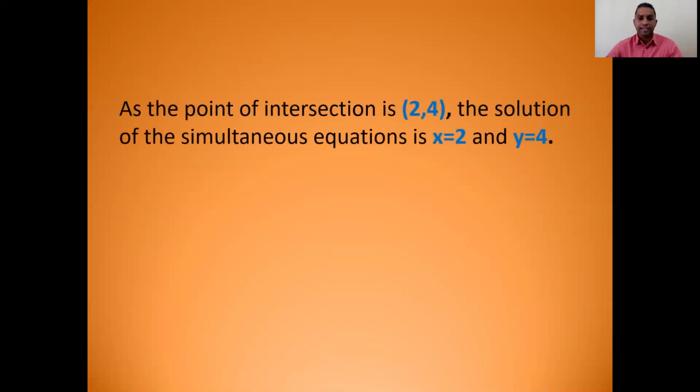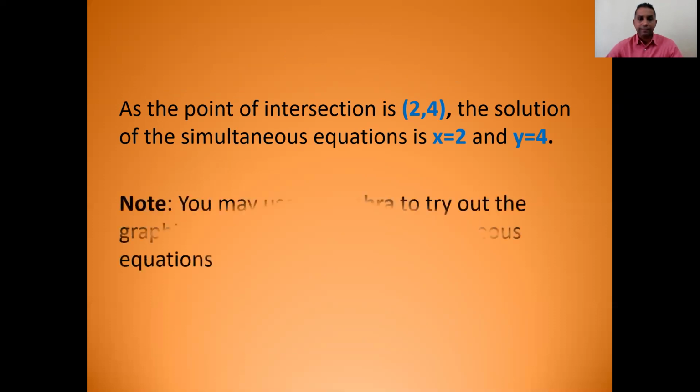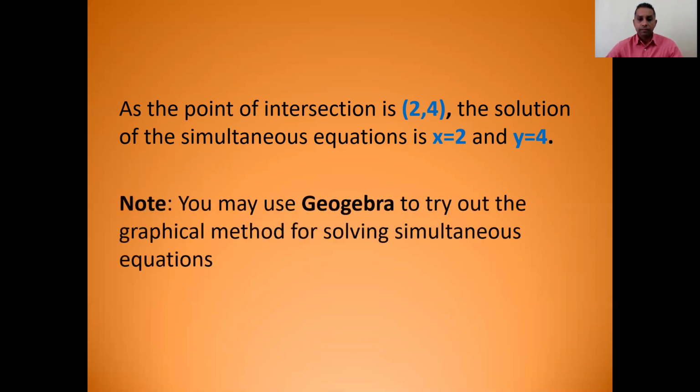As the point of intersection is (2, 4), the solution of the simultaneous equations is x is equal to 2 and y is equal to 4. So this is the graphical method where you have to draw the two lines. Now you will need a lot of practice for this, but you should note that you may use GeoGebra once you have drawn the lines on your graph paper to check whether you have correctly drawn the lines.